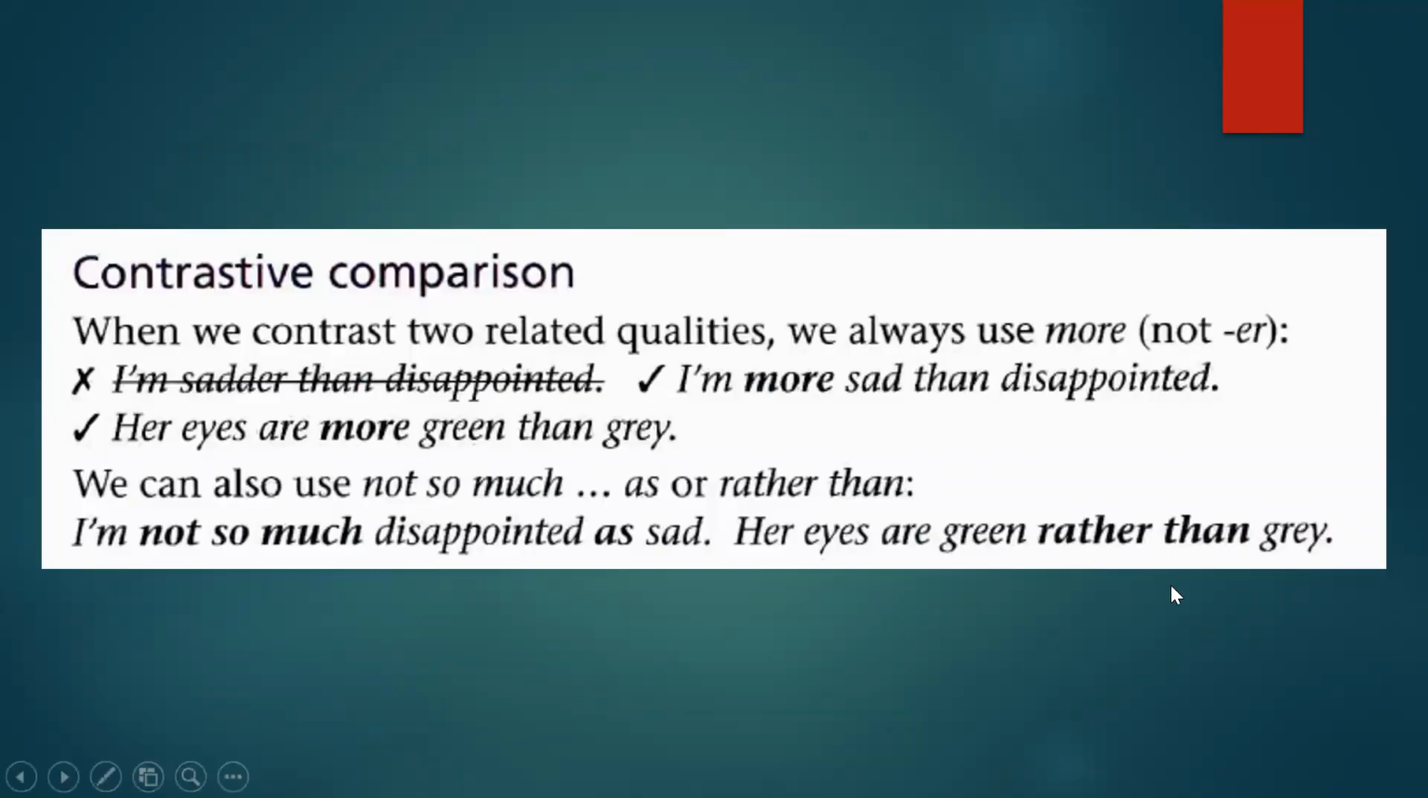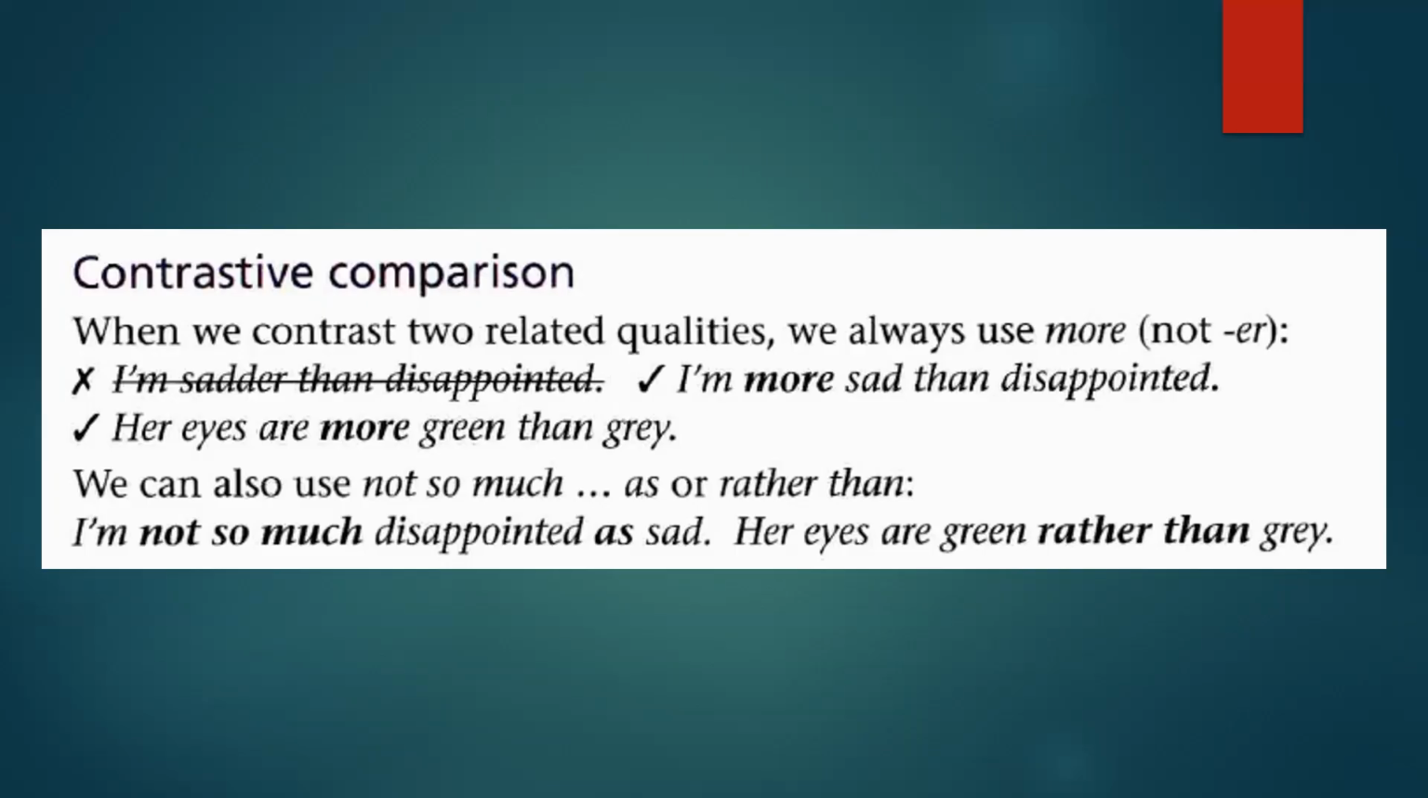We can show opposite situations. Look, when we want to show the difference between two qualities, we can use more. Pay attention. I am more sad. It's not a mistake. We need two qualities. I am more sad than disappointed. Here, not sadder. I am more sad because we compare two different qualities. Actually, we show that they're opposite. Her eyes are more green than gray. When you have two adjectives and you compare adjectives, we use more.